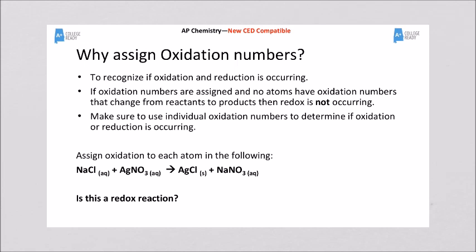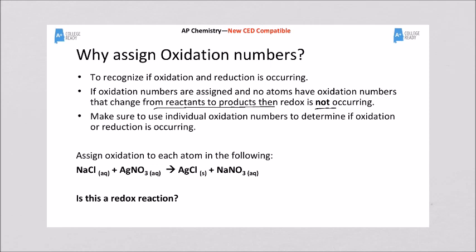Okay, so why in the world do we even have to do this? Well, knowing oxidation numbers is the way we can tell if oxidation and reduction is occurring. Because sometimes if we assign oxidation numbers to a reaction and none of the oxidation numbers are changing from reactants to products, that can tell us, hey, this is not a redox reaction. And again, just as a reminder, we don't want the overall charge of a compound. We want individual oxidation numbers.